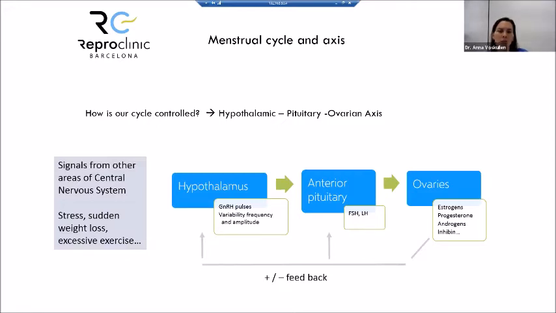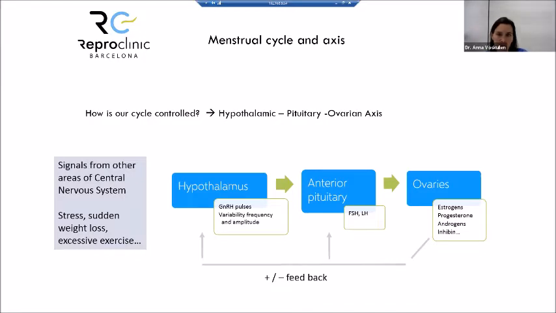And how does it work? This is in the central nervous system, and we have these different parts, as you can see in the diagram: the hypothalamus, the anterior pituitary gland, and then, of course, at the end are the ovaries. And this responds to signals that the central nervous system sends to the hypothalamus. The hypothalamus is going to produce GnRH, gonadotropin releasing hormone, in pulses that vary in frequency and amplitude.